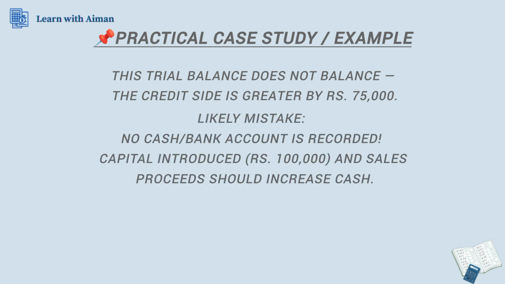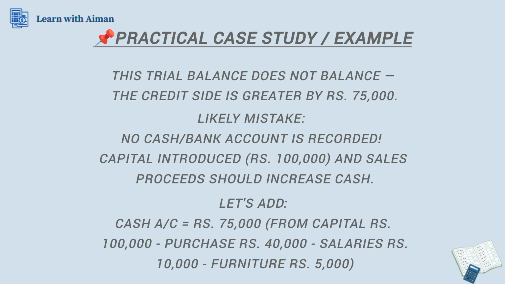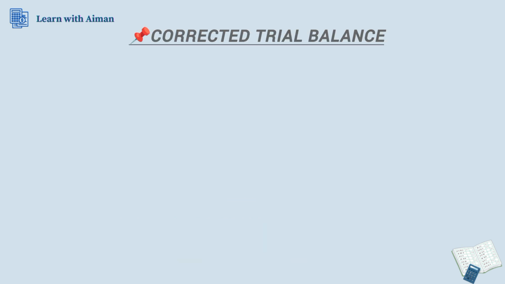Likely mistake: no cash or bank account is recorded. Capital introduced of rupees 1 lakh and sales proceeds should increase cash. Let's add a cash account of rupees 75,000: from capital 1 lakh minus purchases of rupees 40,000, minus salaries 10,000 and minus furniture of 5,000. Let's correct our trial balance.